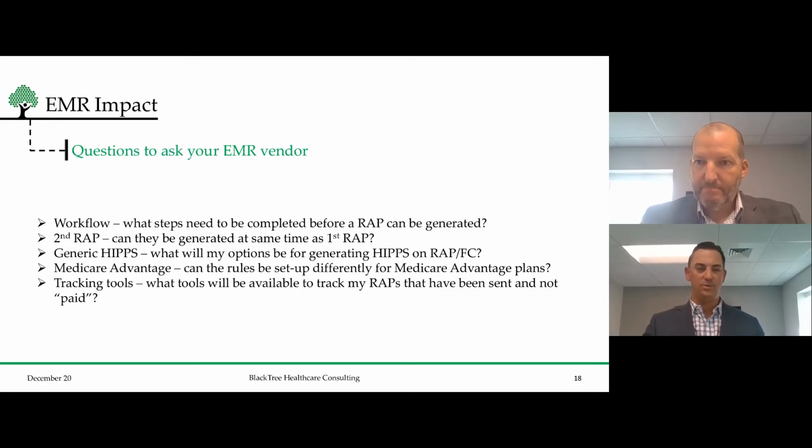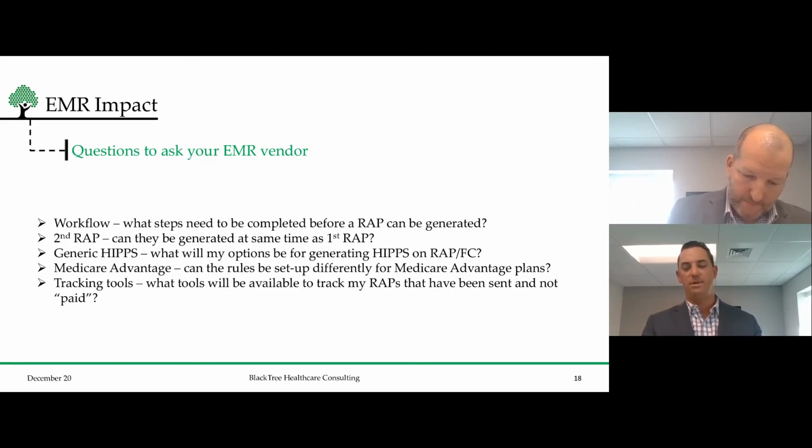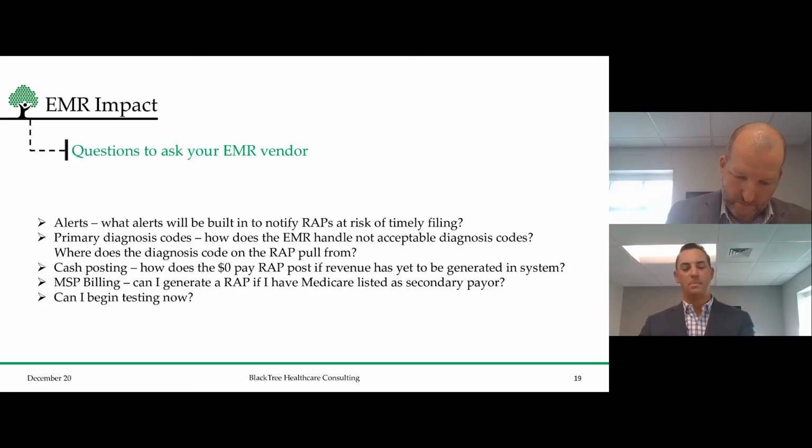We mentioned the tracking tools. Here are claims or wraps that haven't gone out the door yet. Here are ones that have been submitted and we haven't had a payment posting for yet, or a posting within the system. And also, how do you track the ones that may have been RTP? And that's really going to be more in the DDE system.